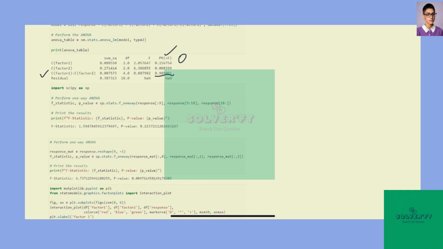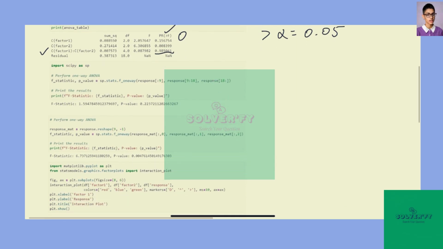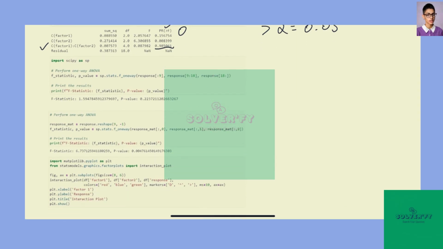So we have the p-value of 0.985, and we're going to use the significance level of 0.05. So since the p-value is larger than the significance level, we fail to reject the null, that there is no significant interaction between the factors.